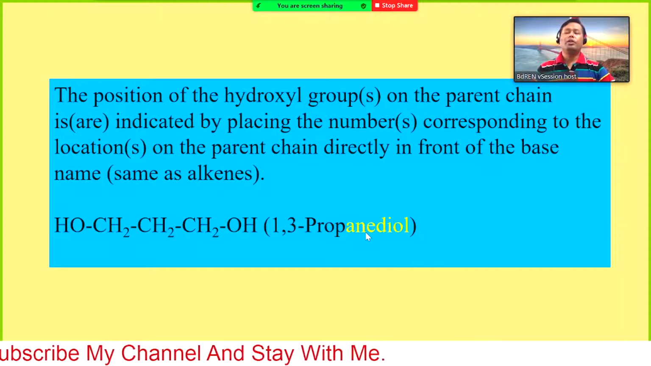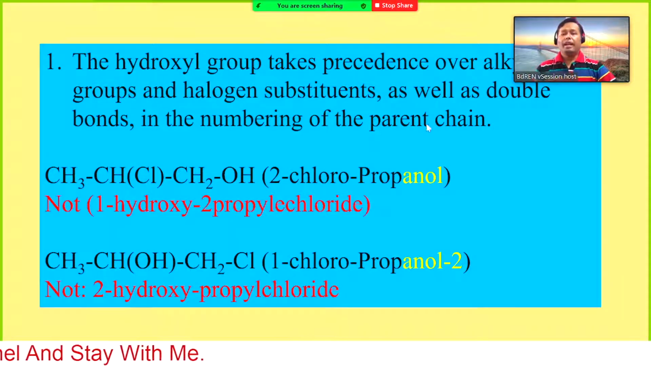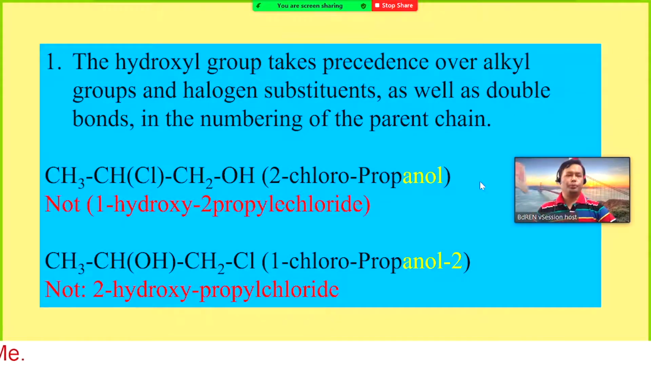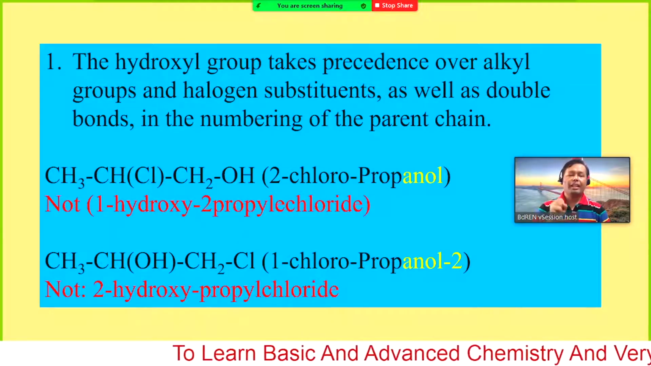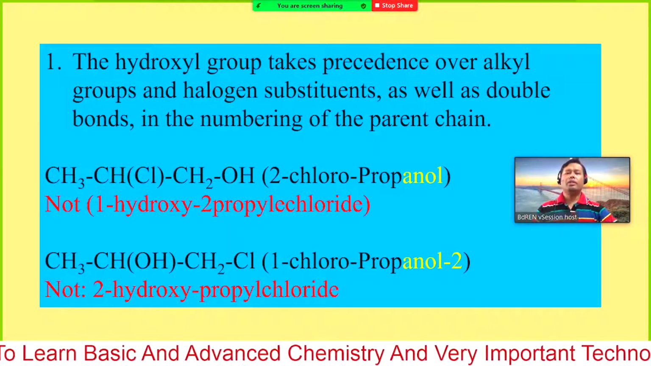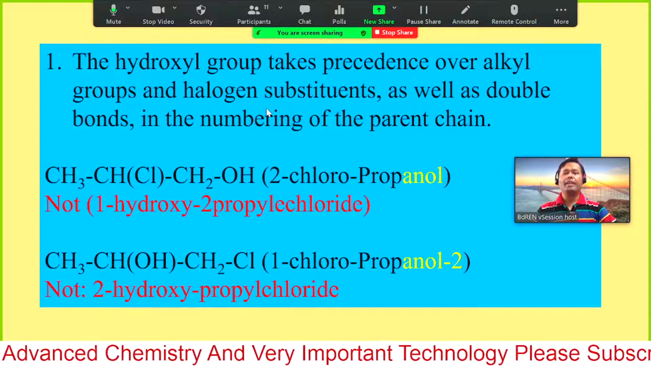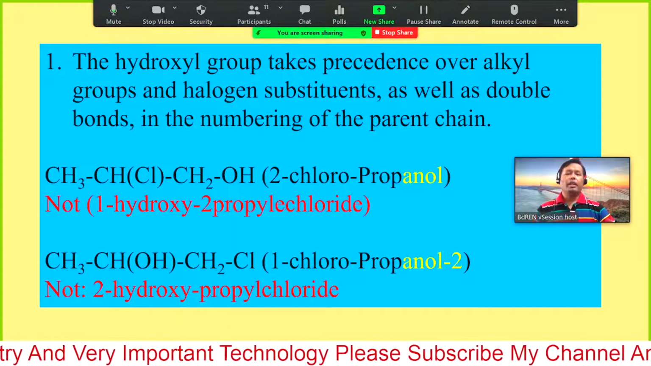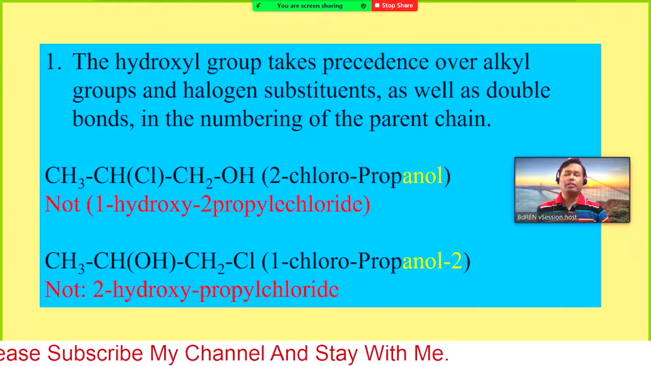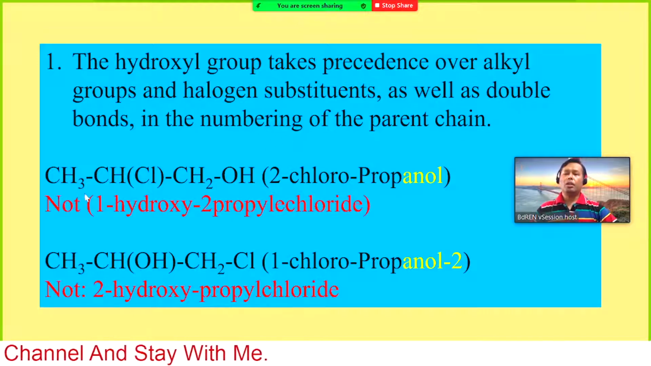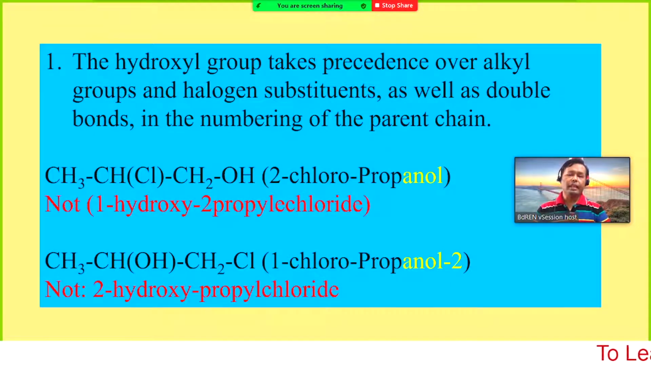So how many hydroxyl groups are present? The hydroxyl group takes precedence over alkyl groups. That means if you have an alcohol molecule, or a molecule with an alkyl group, the hydroxyl group takes precedence over alkyl groups and halogen substituents. That means if any compound has an alkyl or halogen substituent, in that case you need to consider that compound.